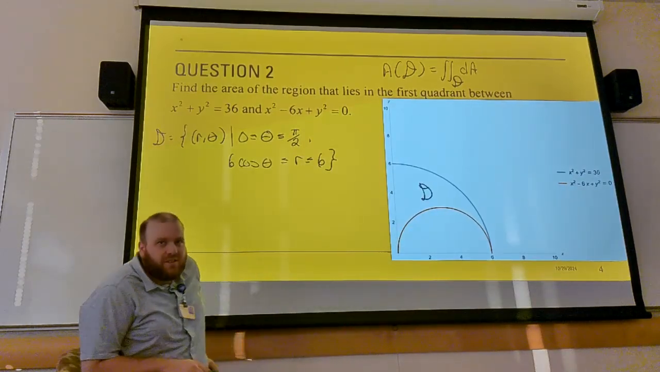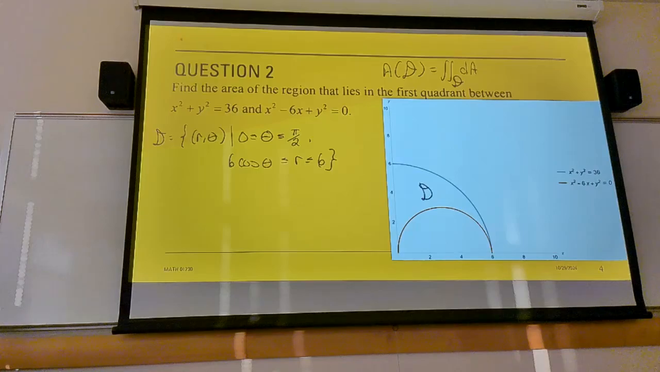Yeah. So it is similar. First, what is theta ranging from? 0 to pi over 2. So now just imagine your radius rotating from 0 to pi over 2. Okay.